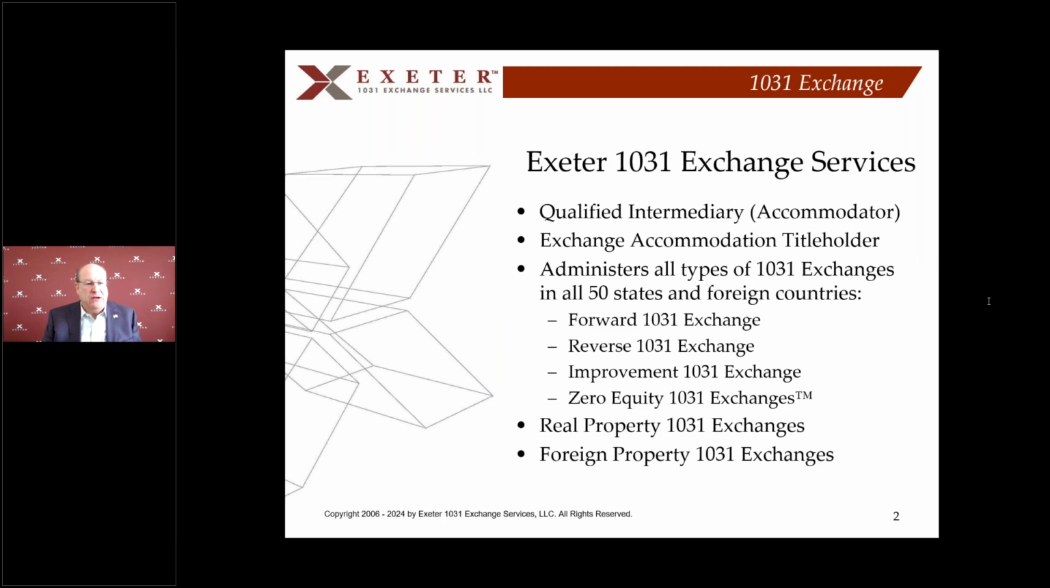So, a quick introduction to who Exeter 1031 Exchange Services is. We are a full service qualified intermediary. People also call us an accommodator or a facilitator. That means we're kind of the quarterback. We actually administer the 1031 exchange transaction.